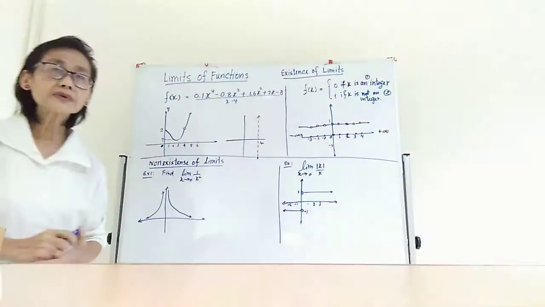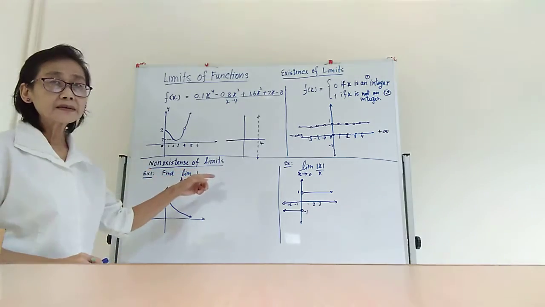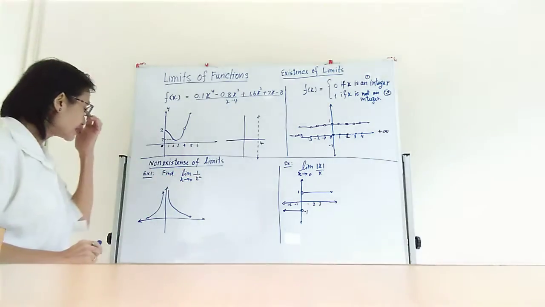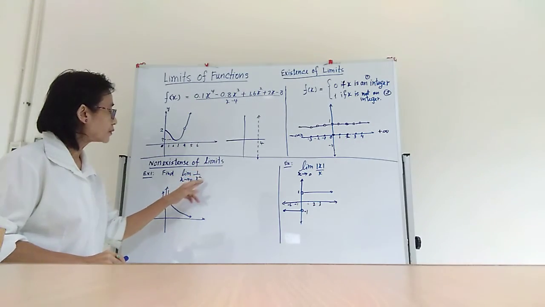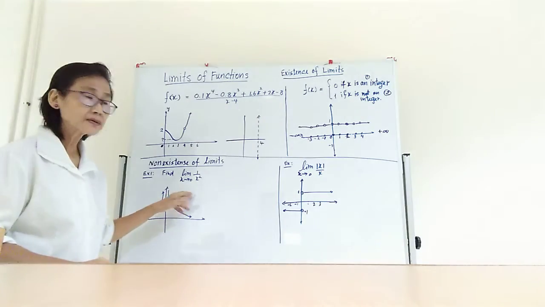Okay, next one I will give you the example of non-existence of limit, when the limit doesn't exist. Okay. The first example, let's say I want to find the limit of 1 over x power 2 when x approaches 0.